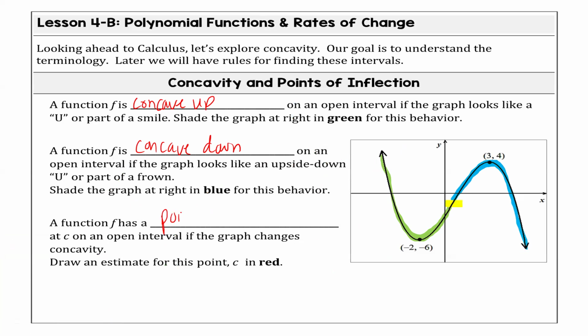The function has a point of inflection at C. So at some point right here, that's where you change from being concave up to being concave down, okay? Where you go from being a U to being an upside down U.